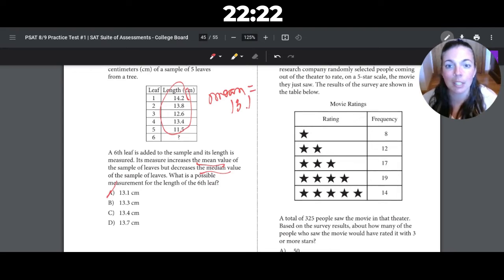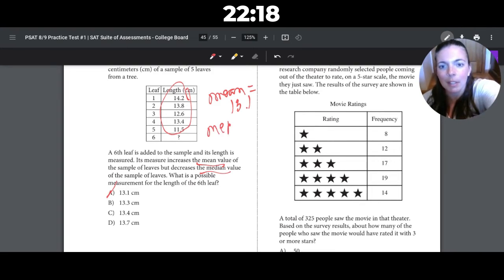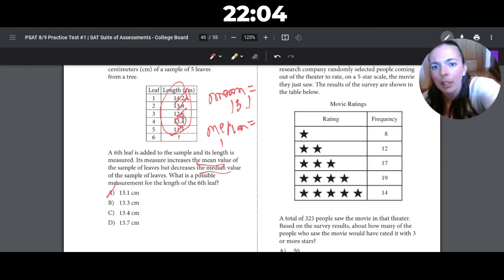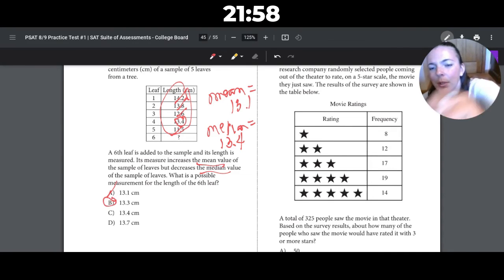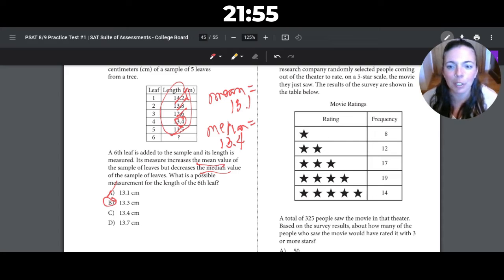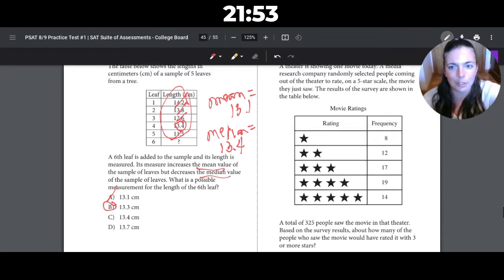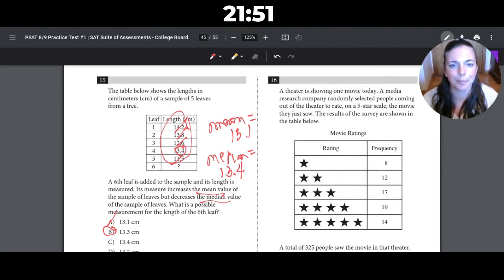Now it needs to decrease the median, so it needs to be lower than whatever my original median is. Let's go and find my median. I could list these all in order from least to greatest. I'm just going to cross off the smallest and then the highest and then go to the next one. And 13.4 is my current median. So it has to be less than 13.4, and the only one that fits that would have to be B. Okay, so find your current mean, your current median, and then use that to find your answer.